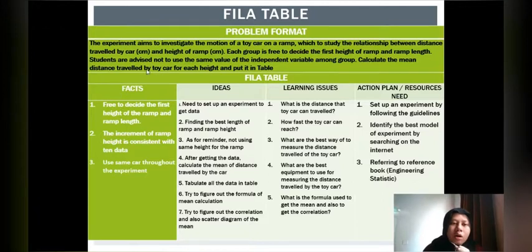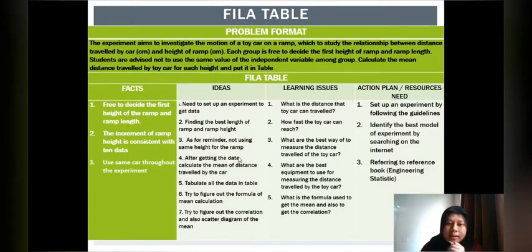First, facts. What we got from the problem statement is that we are free to decide the first height of the ramp and the ramp length. Second, the increment of ramp height is consistent with the data. Third, use the same car throughout the experiment. For the ideas, first of all, we need to set up an experiment to get the data. Second, finding the best length and ramp for the height. Third, as a reminder, not using the same height for the ramp.